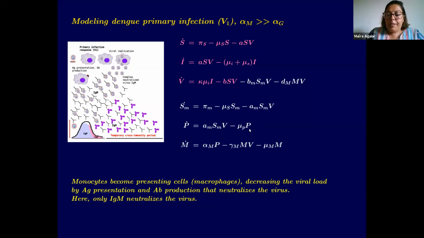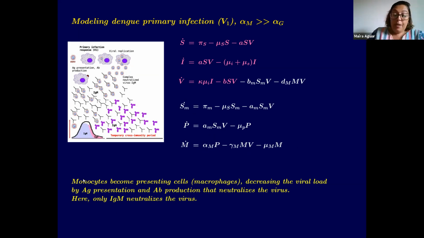These presenting cells then show the antigen of the virus, which triggers the production of the first antibody, called IgM. So the first antibody, IgM, is produced conditioned to the presentation of the antigen by the presenting cells. They decrease by binding to the free virus and through their natural mortality rate.